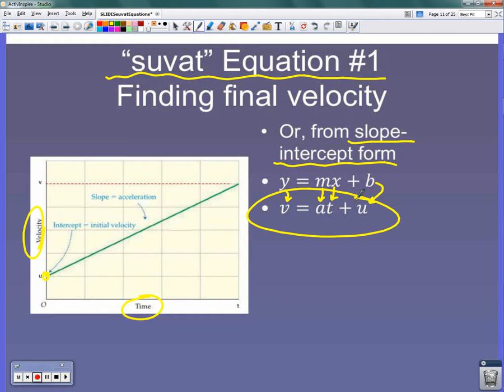But the whole time, keep in mind, it's a relationship between how fast something will eventually go versus how fast it started, based on the acceleration and how long it accelerated. Okay. All right, so that's the first one. And recall from a couple of slides ago, displacement doesn't show up anywhere in this equation.